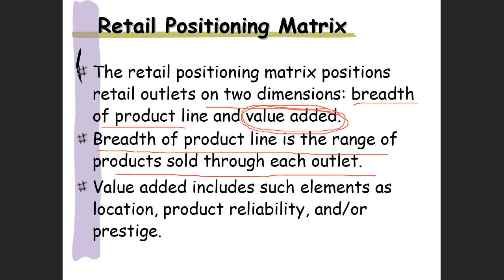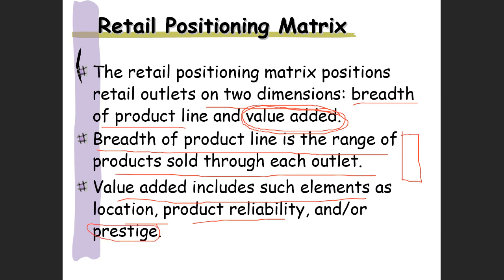But then there are some Chinese restaurants that will only sell, let's say, various types of dumplings, which are called momos in our part of the world. Okay, so breadth of the product line is the range of products sold through each outlet. And value added includes elements such as location, fancy location, product reliability or service reliability, and/or prestige.